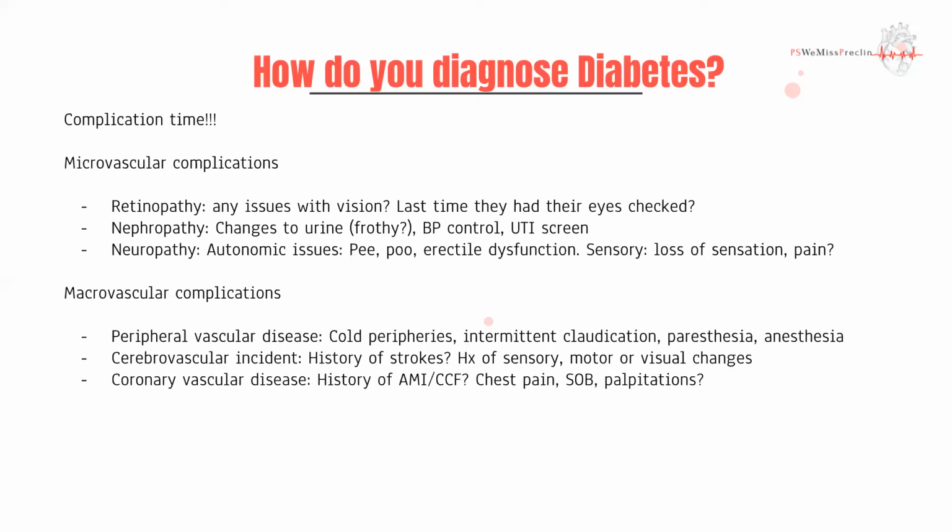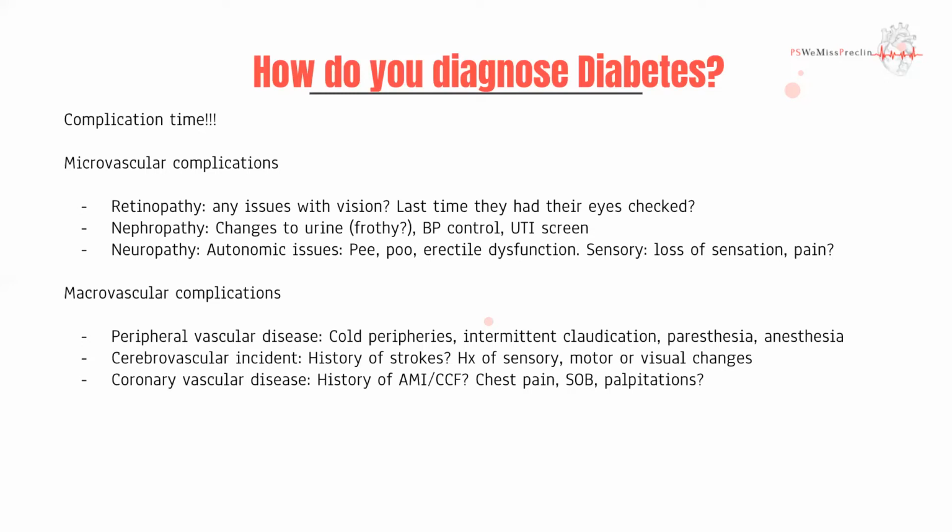Next, with macrovascular complications, you have PVD or peripheral vascular disease, which we've already covered in our lecture series on cardiology. But ask about cold peripheries, things like intermittent claudication, paresthesia, anesthesia. Ask about cerebrovascular incidents, which is basically strokes. So have they had strokes in the past? And if they do present with any neurological changes, you want to have a very thorough history on the sensory, motor, or visual changes that they have been experiencing.